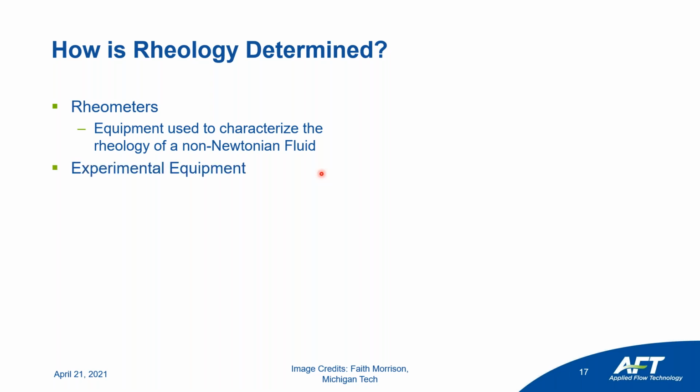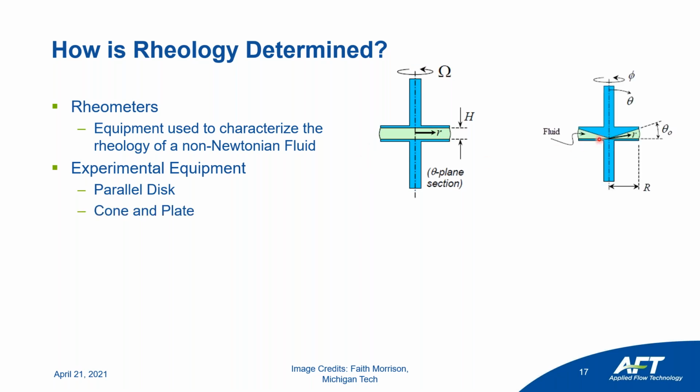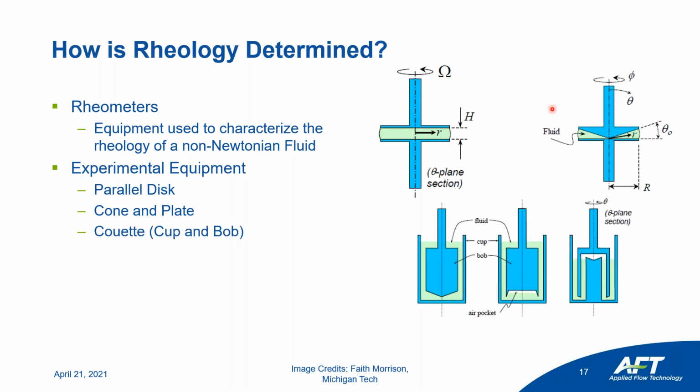So to look at some experimental equipment, we have a few different common types that I'll talk about. A parallel disc, where you have two rotating discs with your fluid in between, inducing a shear rate and measuring the torque or the stress needed to force that. A cone and plate is another one. You put a spinning cone on top of the plate with fluid in between. Again, you're going to rotate it and induce a shear rate and then measure the torque needed to do so.